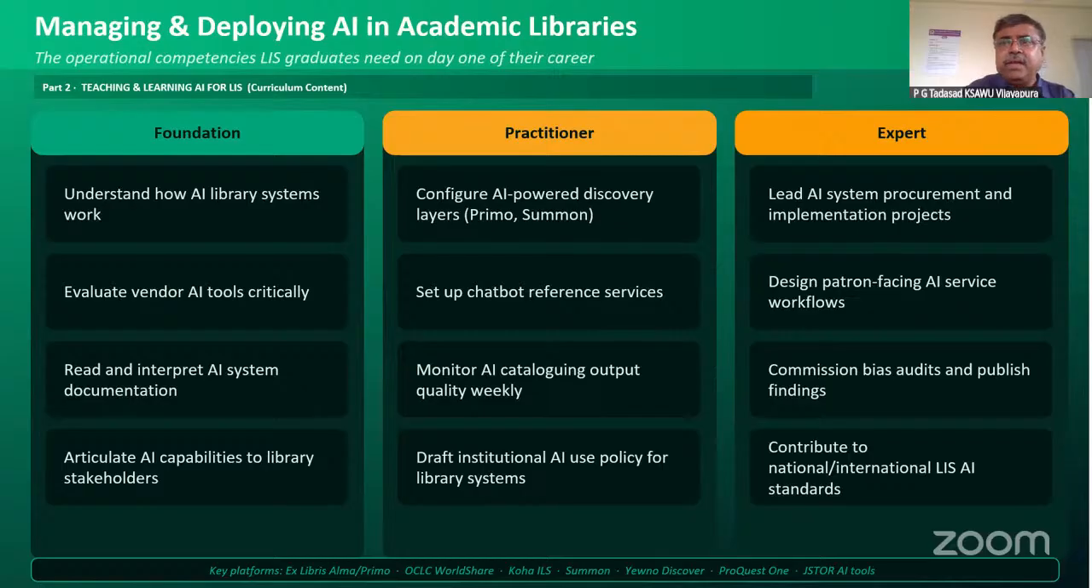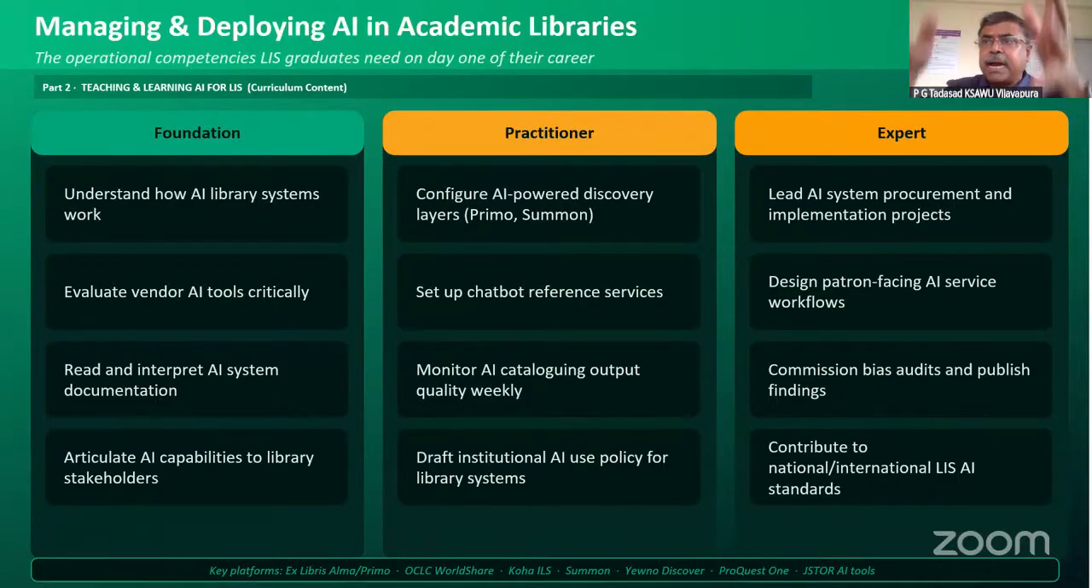At the foundation level, what is his job description? What is he supposed to do? What is his job role? If his role is a foundational one, it is only these things: understand how AI library systems work, evaluate, read and interpret AI systems, articulate AI capabilities. Those are the foundational level things.